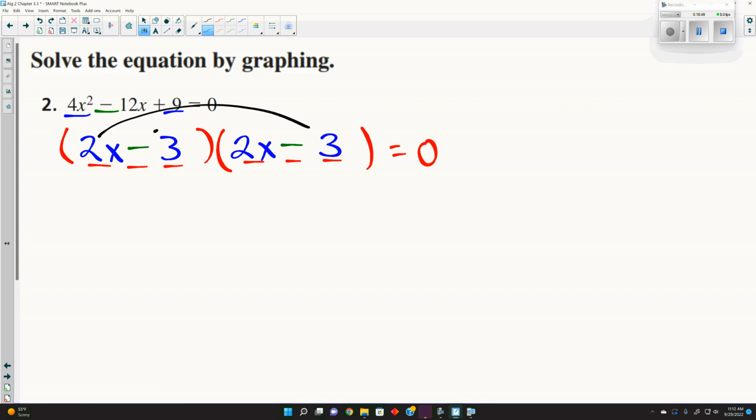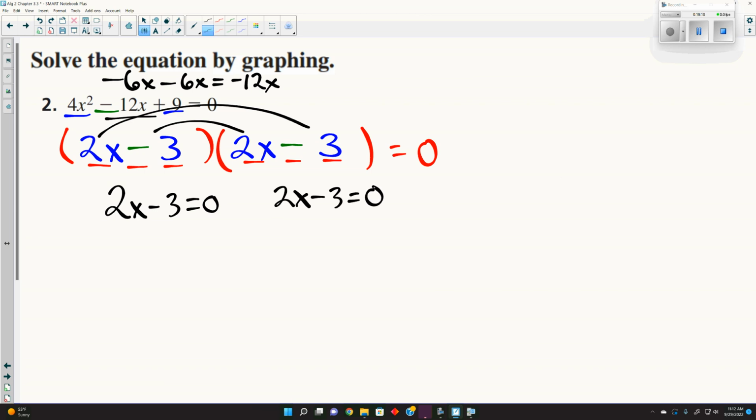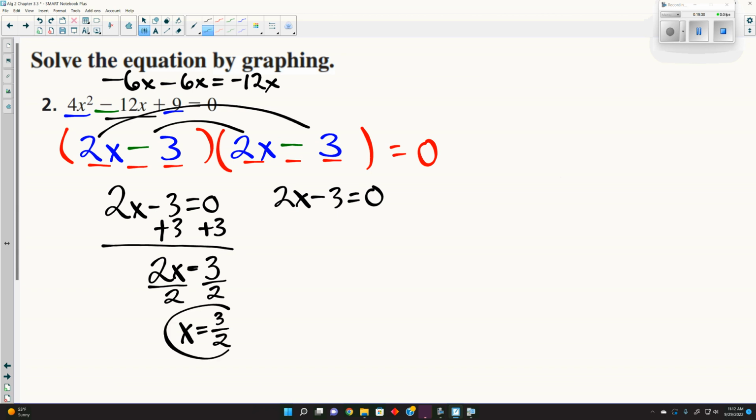Now, we can check this. 2x times negative 3 is exactly negative 6x. Negative 3 times 2x is negative 6x, which is the middle term we wanted. So what this tells us is that this factors to 2x minus 3 times 2x minus 3. Now we can set both of these equal to 0, and we could solve from here. So we could add 3 to both sides, which tells us 2x is equal to 3. Then we would divide by 2, telling us x is equal to 3/2.